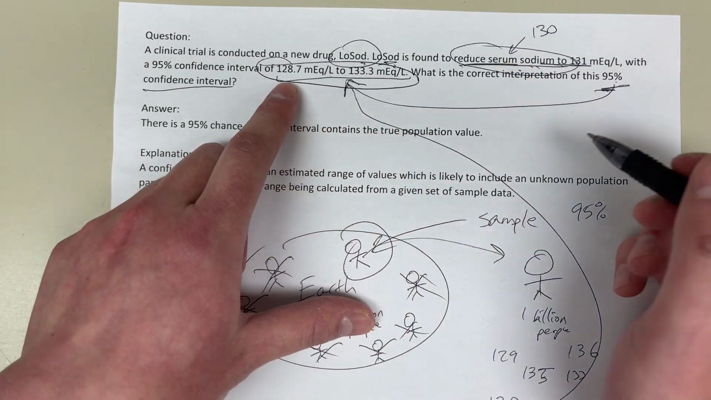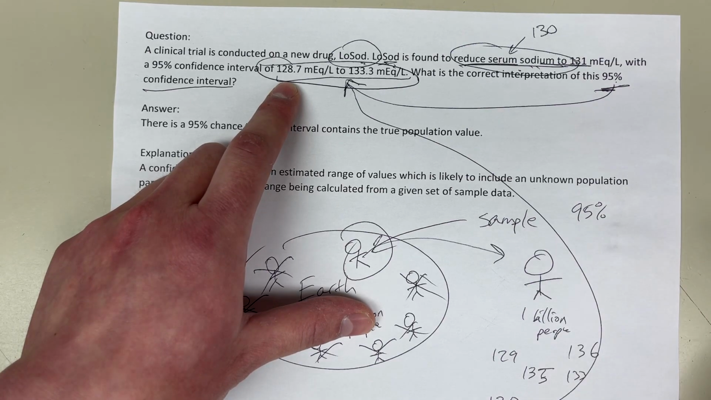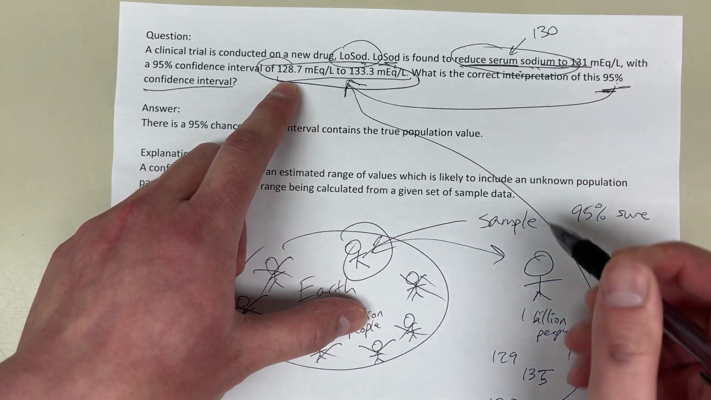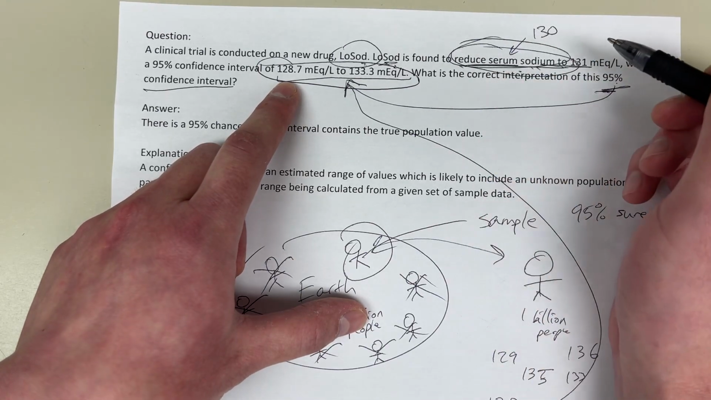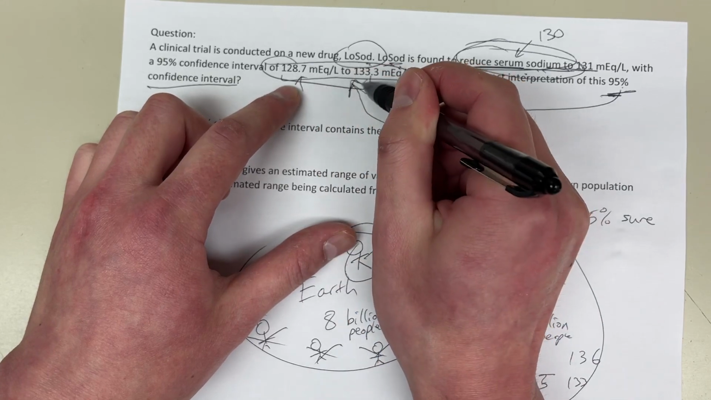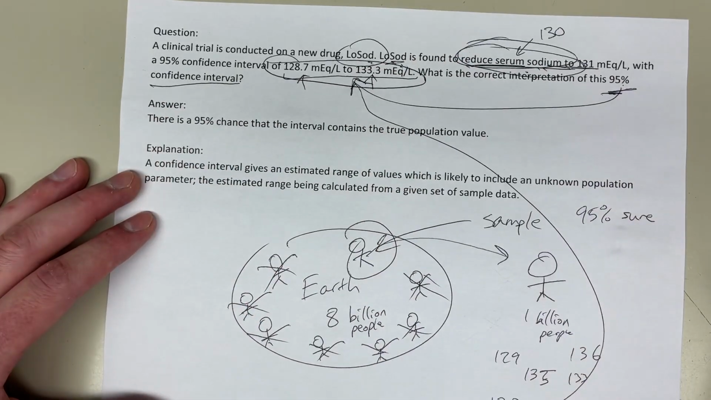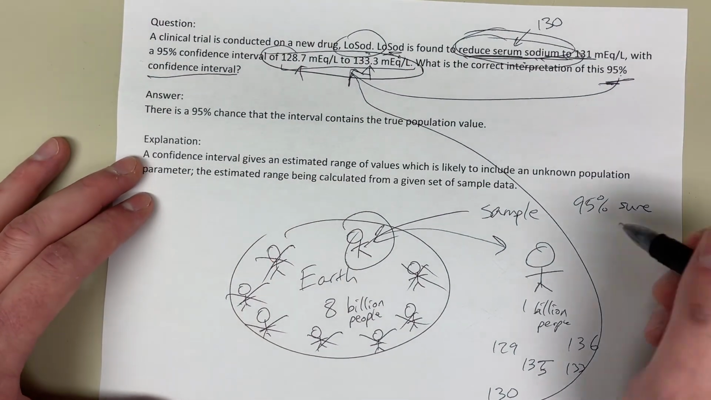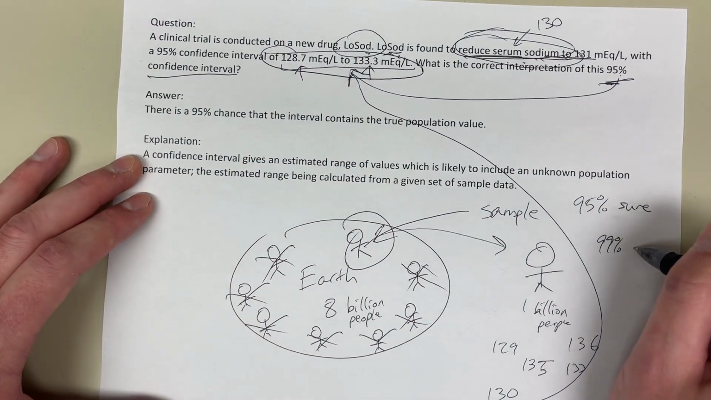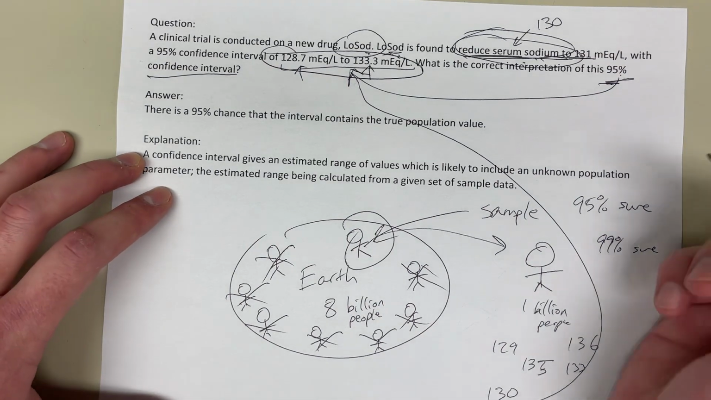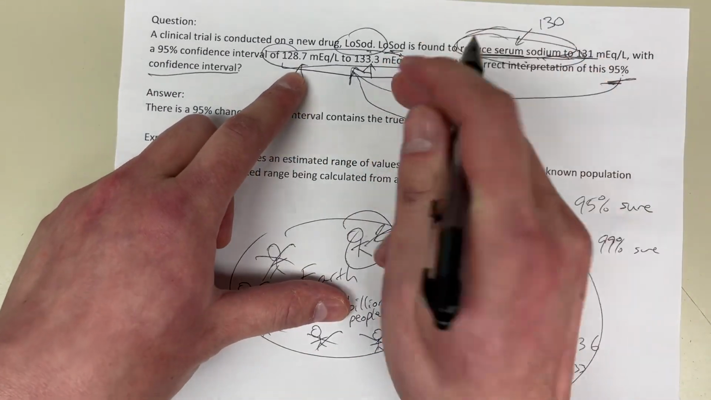That's why they do this 95% confidence interval. So they're 95% sure that the actual real sodium level is between these two numbers. And if they wanted to be more confident, like 99% sure, they'd use a different set of values when they calculate this confidence interval. If you're 99% sure, this interval is probably going to be bigger.